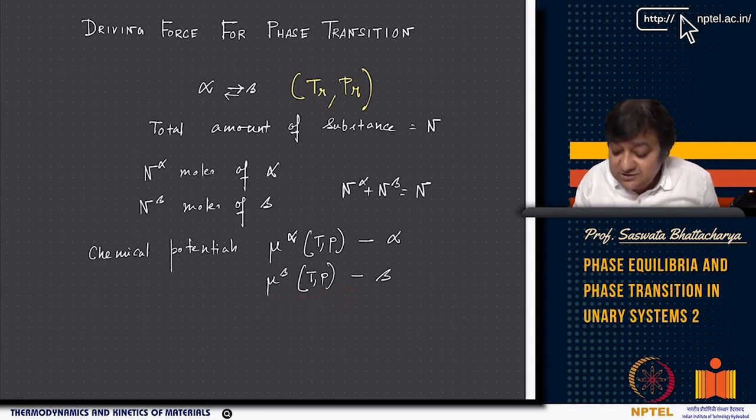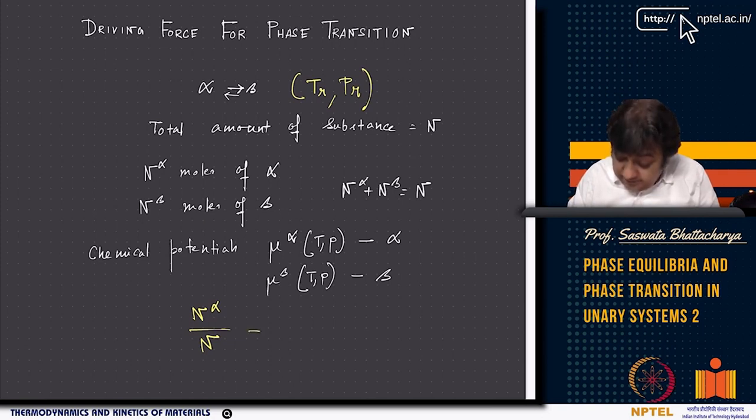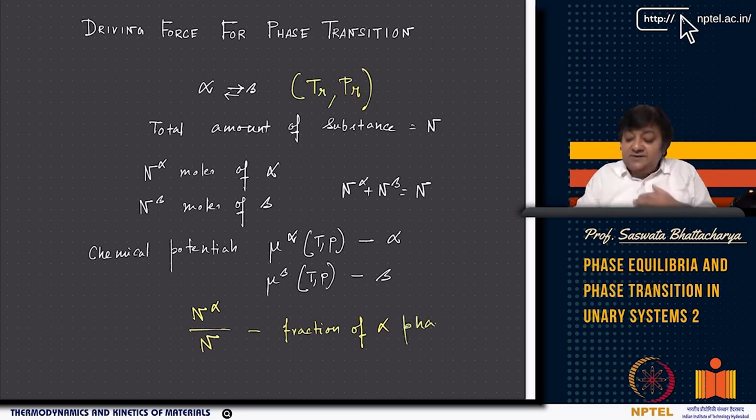So, n alpha is the amount of alpha phase, in moles. If I know the total amount, which is n, then n alpha by n signifies a fractional quantity, that is the amount of alpha in terms of mole fraction. Again, if I know the density or molar volume, I can also convert to volume fraction, right? So n alpha by n quantifies the amount of alpha phase in the system, or the phase fraction. So this is the fraction of alpha phase. Similarly, n beta by n is the fraction of beta phase, right?